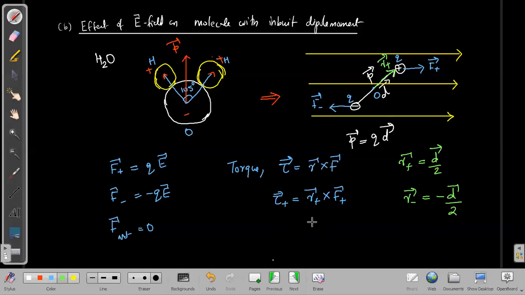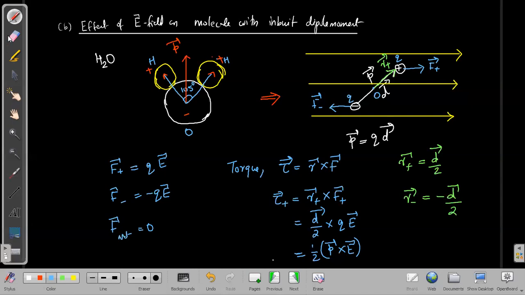Okay, so tau plus is R plus cross F plus. R plus I have already written, vector d by 2 cross Q into E. So this is equal to half Q into d, which is nothing but P, half P cross E. So this is the torque on the positive charge.